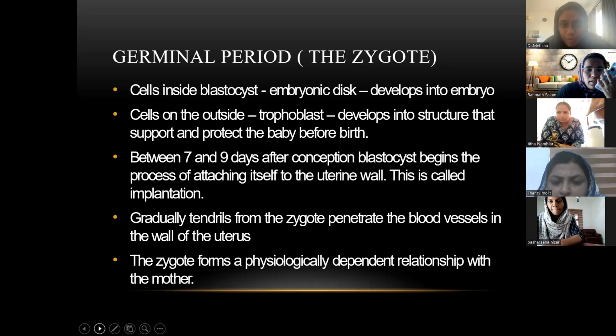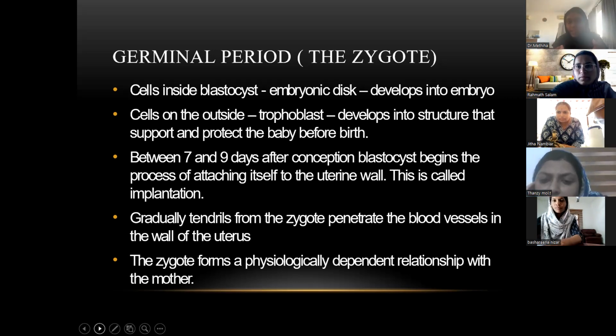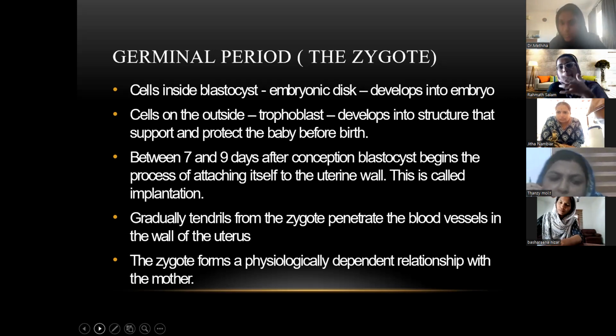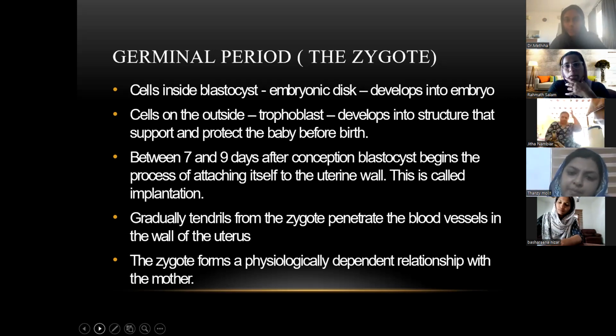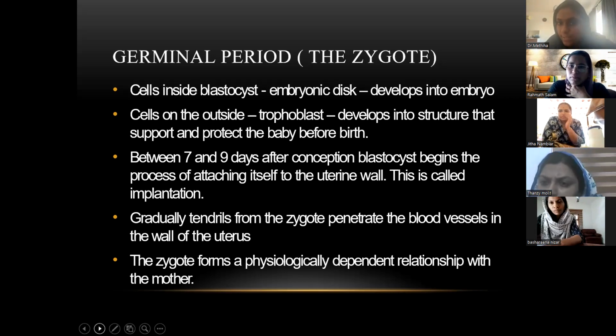From conception, between 7 and 9 days, this blastocyst begins the process of attachment. The blastocyst moves to the uterine wall. It reaches down and gets attached to the wall. And this is what we call implantation. As I told, this blastocyst will develop into an embryo. That is a later thing. Once it gets implanted, only then will it develop into such structures.